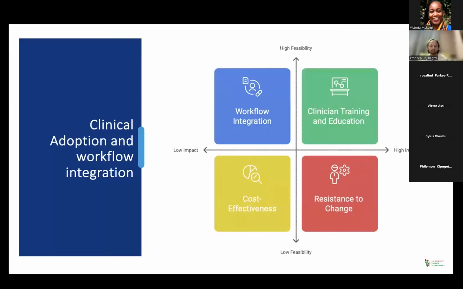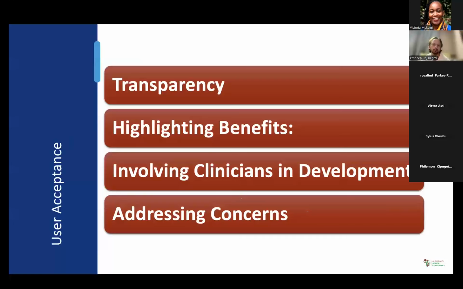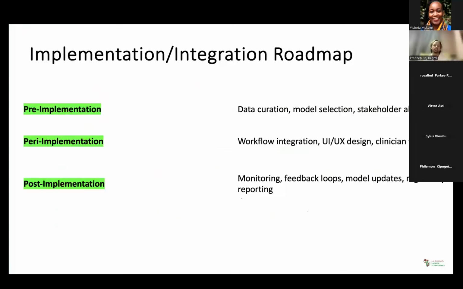And clinical adoption and workflow integration can be issues, but with proper clinician trainings, customizable alerts and patient-specific modules, with proper training and education, this can be integrated into our system. So user acceptance will be higher if there is transparency, addressing concerns, and involving clinicians in AI module development.